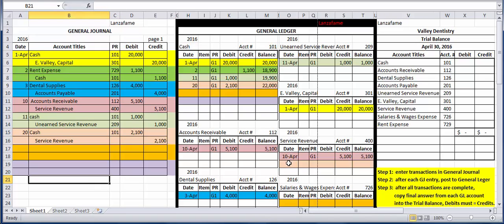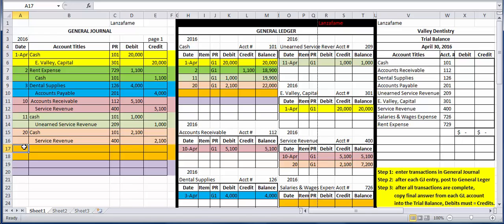Now let's find our service revenue and update that account as well. Date is the 20th. G1, we're going to credit this account for $2,100. We have a credit balance and we're crediting the account. Credit, we add to get our new balance. Our new balance in revenue is now $7,200. Cross-reference back with the 400. Only 2 more transactions to go and we're done.